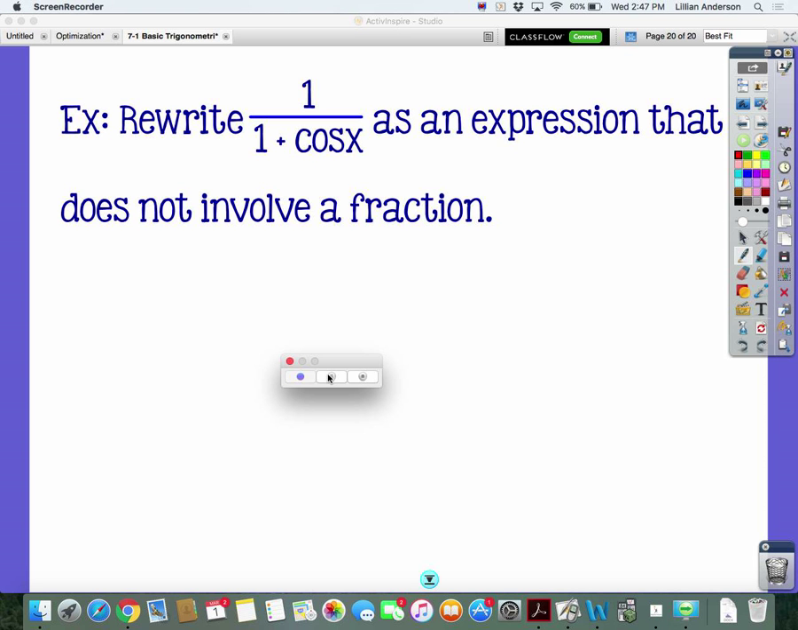We're going to rewrite 1 over 1 plus cosine x as an expression that does not involve a fraction. Okay? I.e., we can rewrite that so that it's no longer a fraction. And you're going to have to use an old concept that we talked about back in Unit 4.